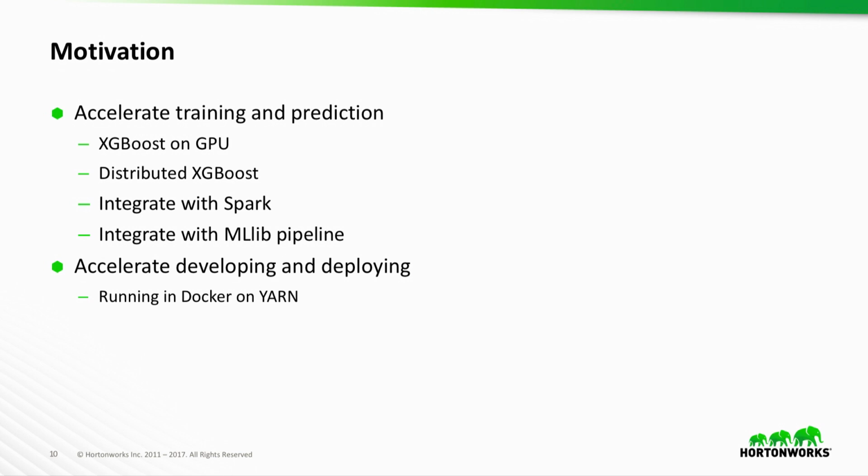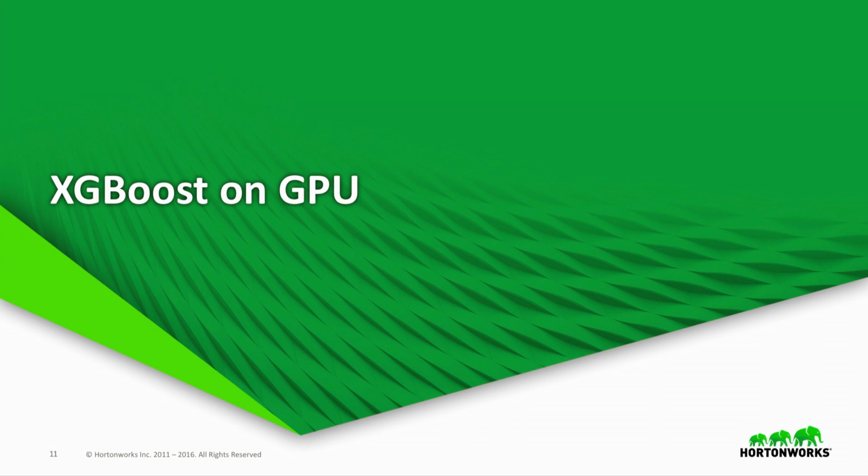Finally, for the data scientist, sometimes they don't know system issues. They just want some interface they can use to train their model without worrying about the infrastructure. So we want to run everything in a Docker image and deploy on YARN, and YARN can distribute TensorFlow and XGBoost for you, and you can do the model tuning with Spark. For the end user, it's a much easier way to use XGBoost. So the first piece of work is XGBoost on GPU.